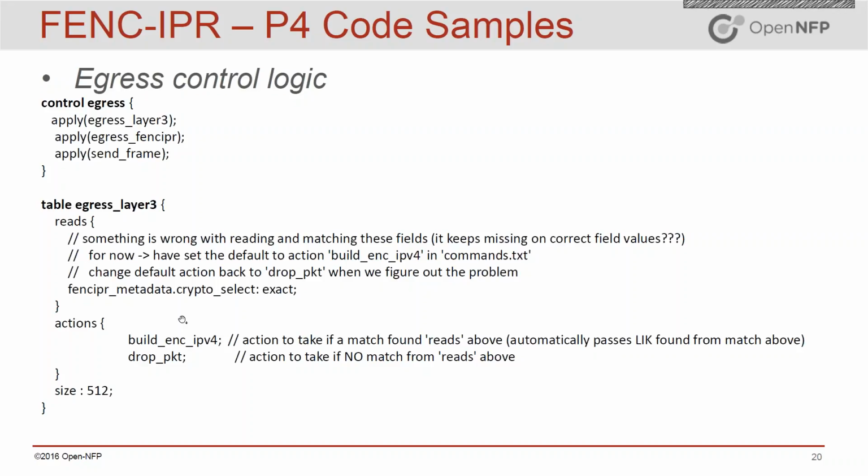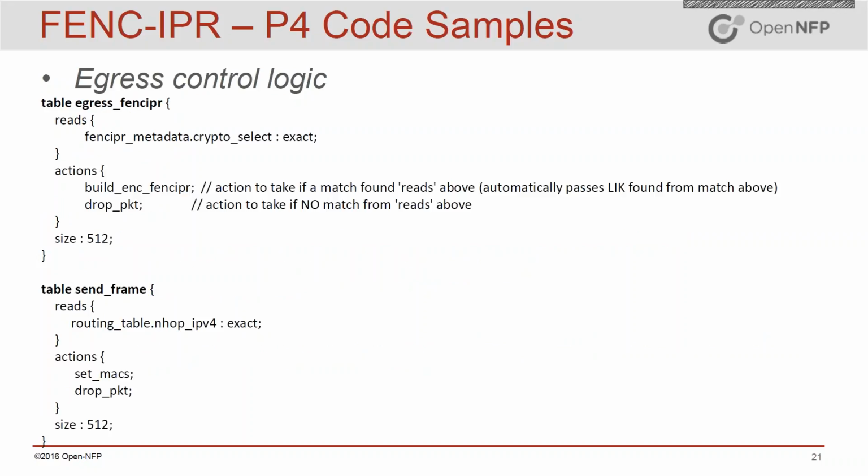So the table for the egress layer 3 is, first we want to match on the crypto select to make sure we're actually doing layer 3 and not something else. Build the encrypted IPv4 header if we get a match, and otherwise drop it, right? And so that select match is exact, there's one value for layer 3 and one value for FENC-IPR. What that looks like, it reads that select, so this is for the FENC-IPR. So we read the crypto select, and if it matches a value for FENC-IPR that we have, then we build the encrypted version of the FENC-IPR header. And finally, send the frame is the usual kind of thing.